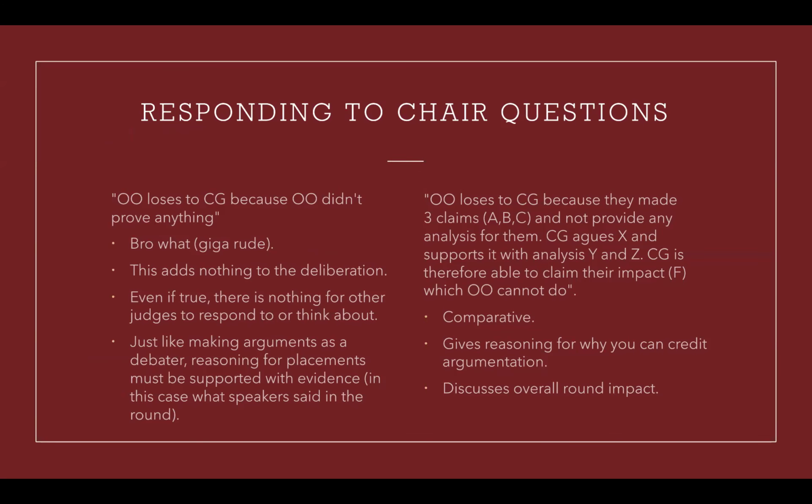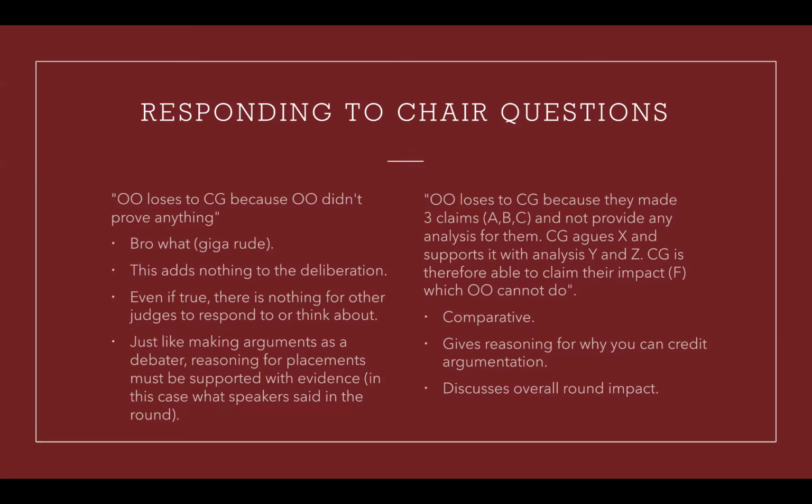This pisses me off. If you say, oh, OG loses CG because OO didn't prove anything, I think you should be a trainee forever. Not only is this a little bit demeaning and rude to OO, but it adds nothing to Lib. And even if OO really didn't prove any substantial claims, there's nothing for other judges to respond to and think about. You kind of wasted everybody's time. So again, you gotta give some evidence as to why it is that OO didn't prove anything.